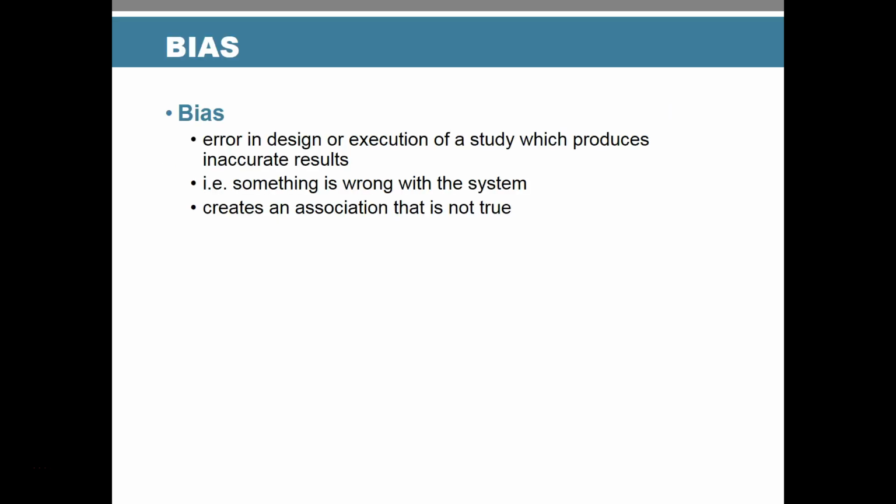So bias is an error in the design or execution of a study which produces inaccurate results. Something is wrong with our system, with how we designed our study. We can create an association between two variables that is not true because we did something wrong in designing or executing that study.